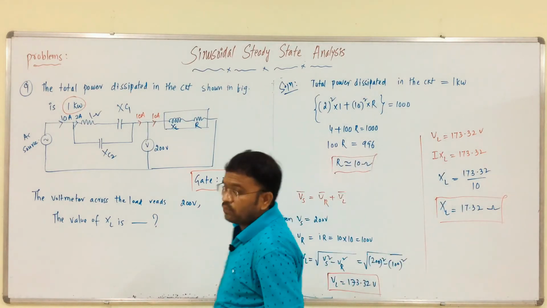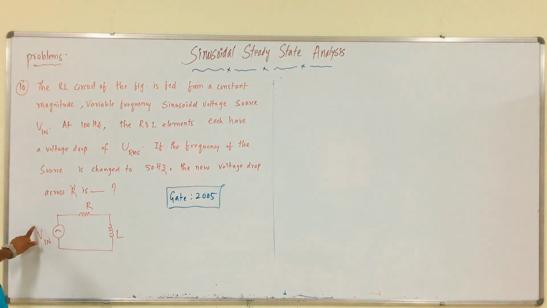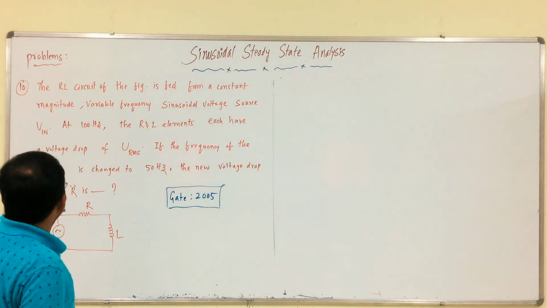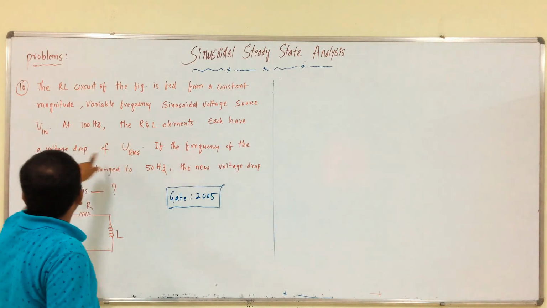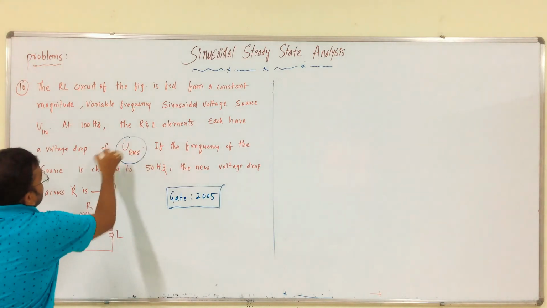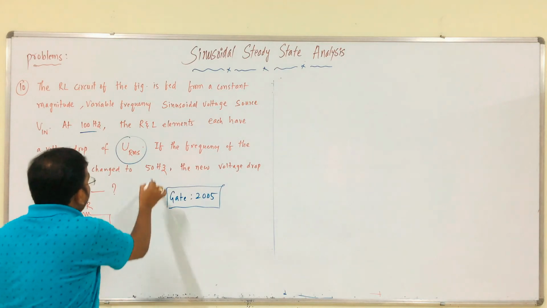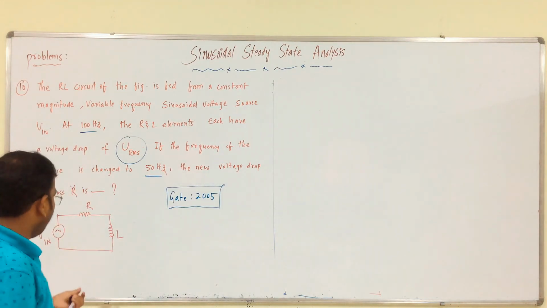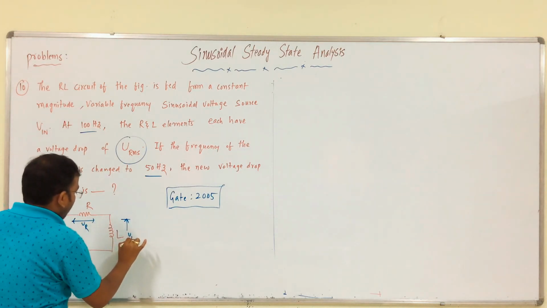XL is 17.32 ohms. The RL circuit of the figure is fed from a constant magnitude, variable frequency sinusoidal voltage source Vin. So V is constant, frequency is variable. At 100 Hz, the R and L elements each have a voltage drop of URMS. If the frequency of the source is changed to 50 Hz, then we have to calculate the new voltage drop across R. Across R we have Vr, across L we have VL.